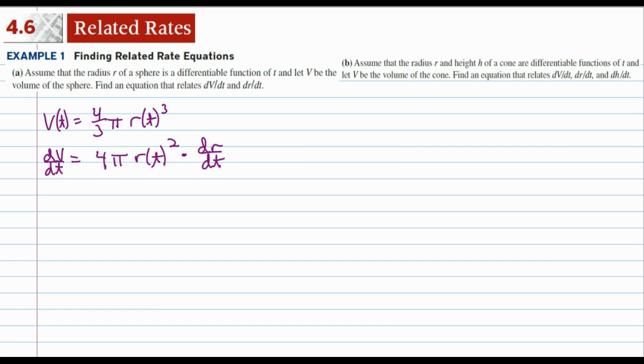So here is an equation that relates dv/dt and dr/dt. There is almost a third variable in there in that I have to know what the actual radius is at a specific time as well.